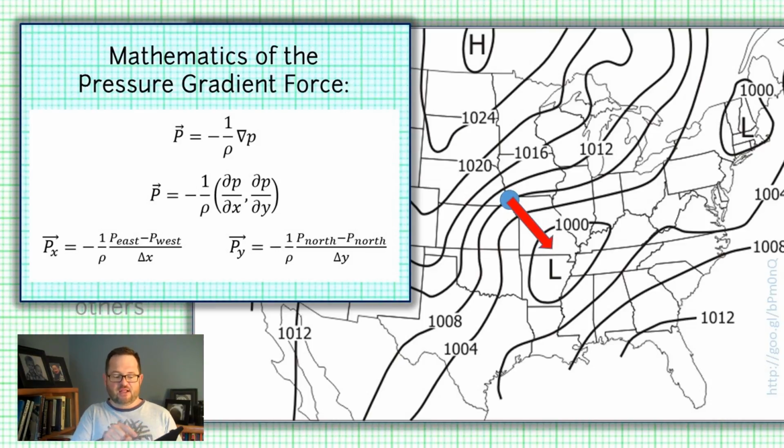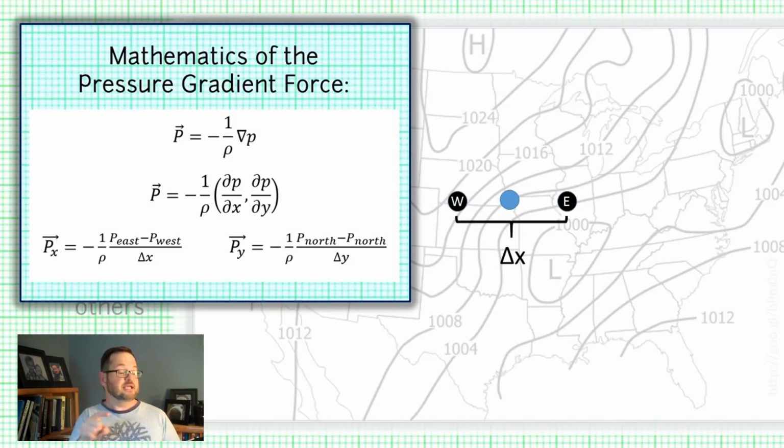As it happens, the del operator can be replaced with the partial derivative of P with respect to x. Oh no, partial derivatives. Again, depending on what calculus or physics classes you've had, that could be a big deal or could not. We're not going to worry about it because we can substitute something in there. We can say, what is our pressure gradient force in the x direction, Px, or in the y direction, Py. Let me show you how we actually do that.